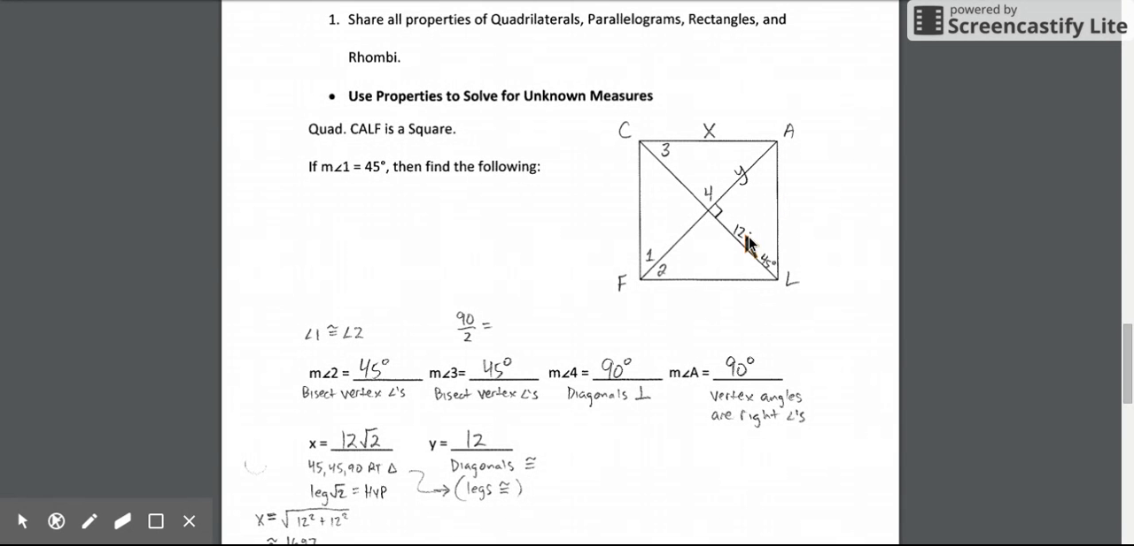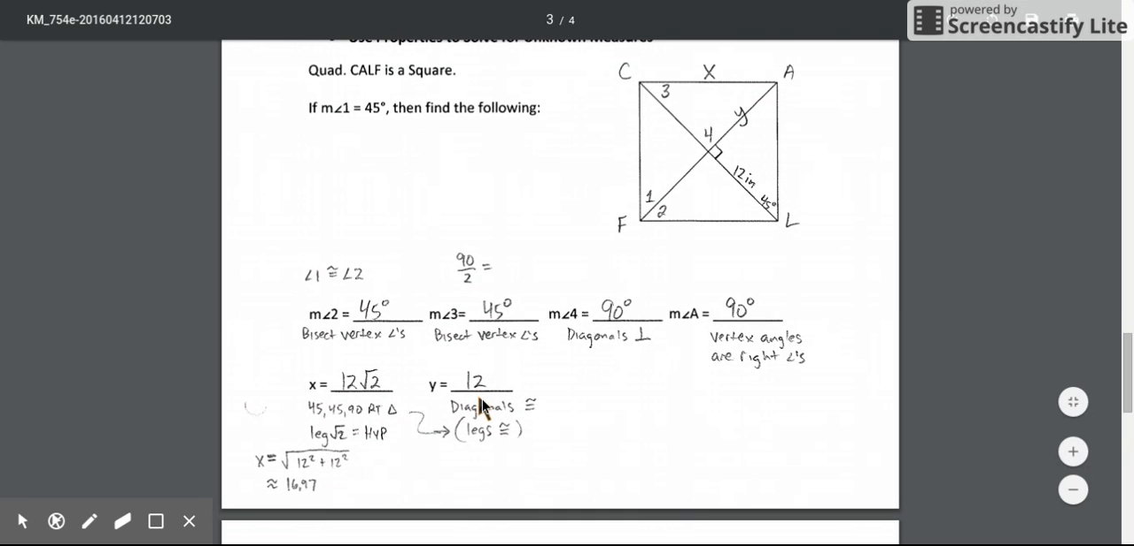To solve for x, we have to use the properties of a special 45, 45, 90 right triangle. If we just look at this triangle, we know that the legs are equal and that the hypotenuse is the leg value times the square root of 2. So x must be 12 times the square root of 2. We could also use the Pythagorean theorem to get there as well and use a decimal value. And then y is just saying that legs are equal, so the diagonals are all 12, each of their halves are 12.